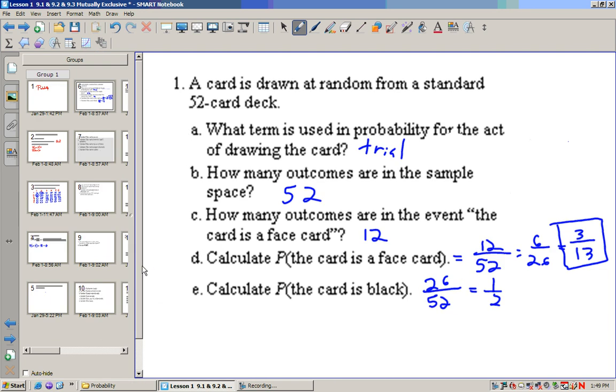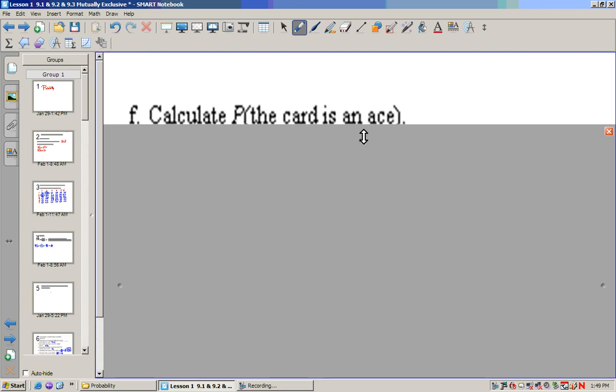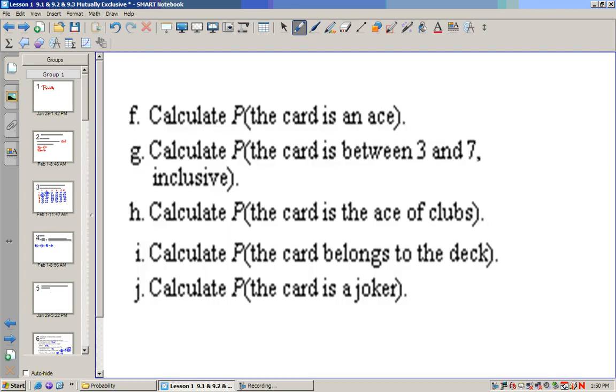I think that's all I got on this page. Now, if I want to find the probability that the card is an ace, there are 4 aces out of 52. That will reduce to 1/13. What's the probability that the card is between 3 and 7 inclusive?